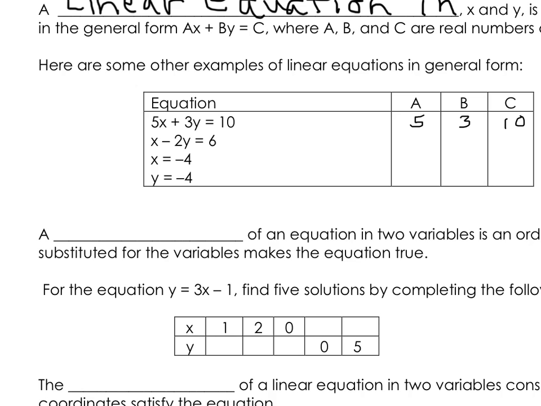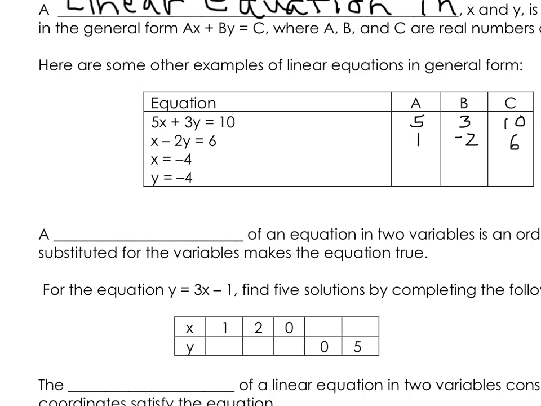Our next equation is x minus 2y equals 6. So a, there is no number multiplied times x, but it's always understood to be 1. A is 1, b is negative 2, and c is 6.